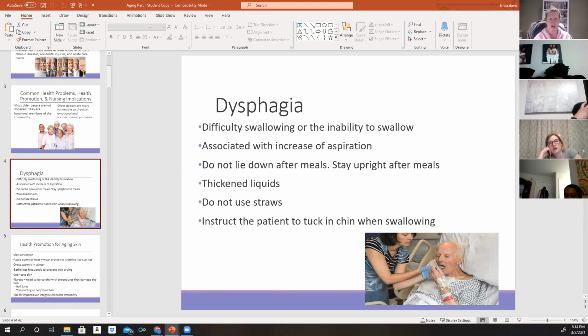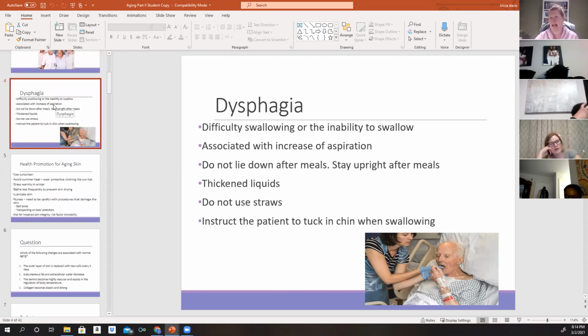If they do have trouble swallowing, we don't want them to use straws. That increases their risk of choking. And then we want to always tell our patient to tuck in their chin when they're swallowing. This will help keep that liquid going down where it's supposed to. And usually if your patient is an aspiration risk, you will have signs on the unit that you'll pull from their nurse's station that say aspiration precautions, and it'll have all these things listed on it so that anyone else that comes in will be able to know how to take care of the patient to prevent them from choking on things.